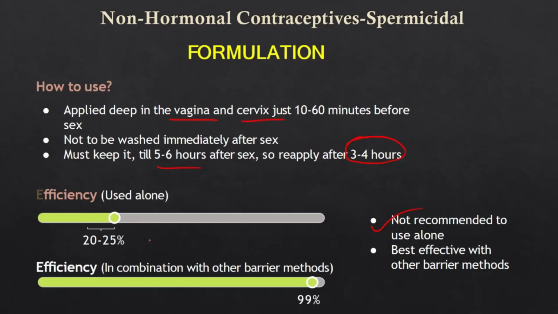The efficiency, if used alone, is 20 to 25%. The efficiency in combination with other barriers can be 99%. That means using condoms as well as these formulations. So both the spermicide activity as well as barriers will give complete protection. If the barriers allow a chance of sperm entry, the spermicide will kill those sperms. So use it in combination with other barrier methods.